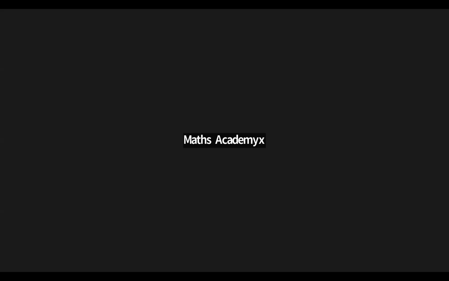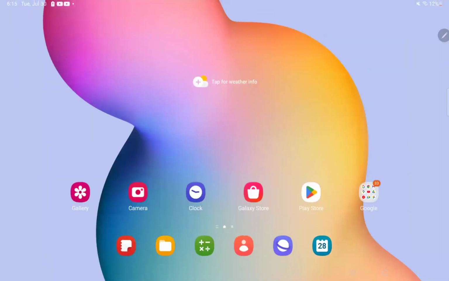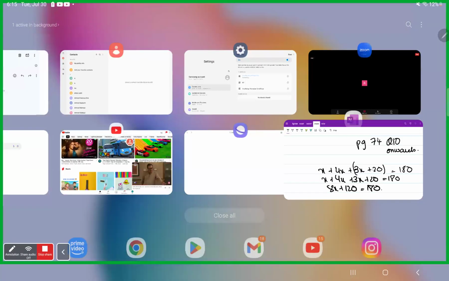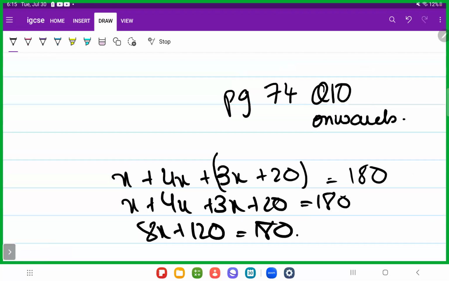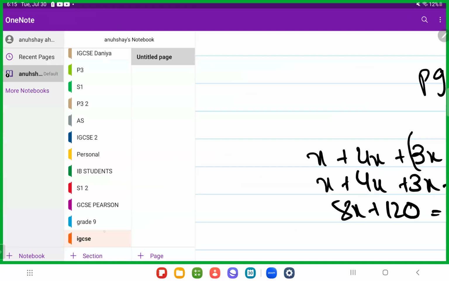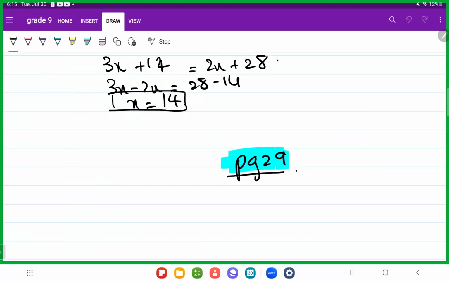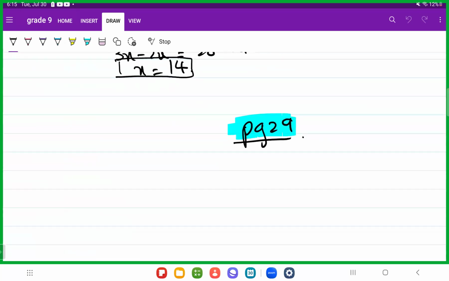All right, let's check. Okay, so I gave you page 29. Yes. Okay, 10 and 12. All right, let's do question 10 first. Okay.